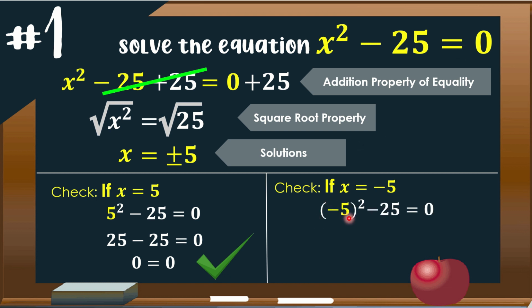So, quantity of negative 5 squared minus 25 is equal to 0. Quantity of negative 5 squared is equal to 25 minus 25. Same, 0 is equal to 0. Dahil pareho naman sila na nag-equal kay 0, meaning that ang solution ni x squared minus 25 is equal to 0 is positive and negative 5.